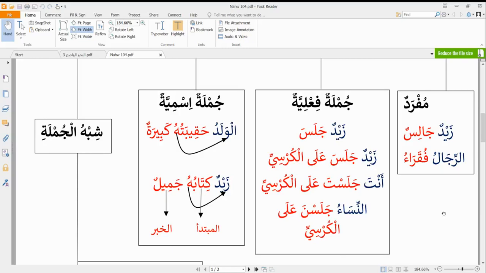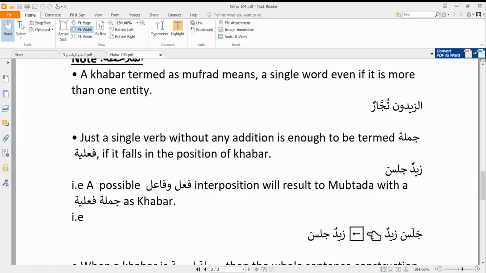It just has to be a sentence that makes complete sense. And when we say jalasa, he sat, we can see that jalasa on its own is just a single verb without any addition, and we can also call it Jumlatun fi'liya. So when it falls into the position of a khabar, and we'll see that our khabar is a verb, even if it is a single verb and it doesn't have anything following it, it is a Jumlatun fi'liya.